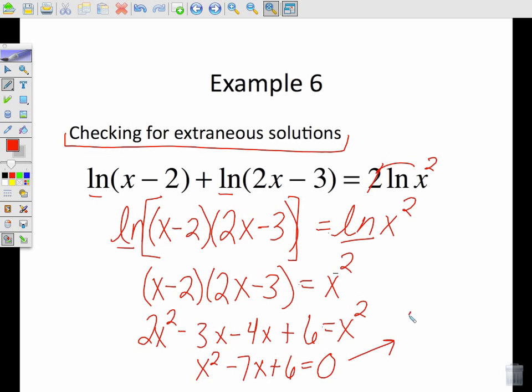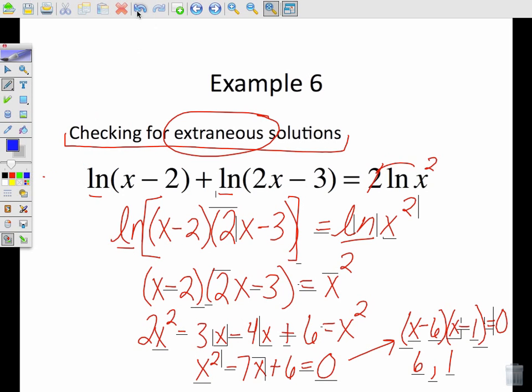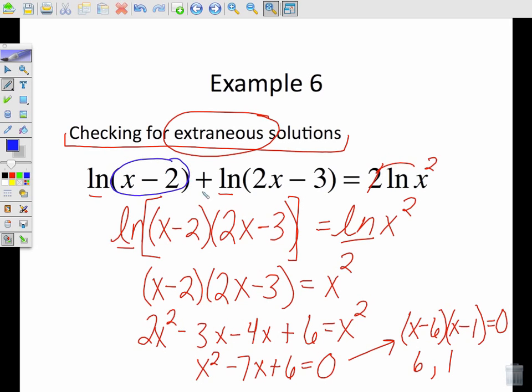You'd want to look at this quadratic and see, for solving purposes, is it able to be factored? Can we factor this, set it equal to 0? You can. It'd be x minus 6 and x minus 1. So your solutions at this point in time are 6 and 1, or you need to look for extraneous solutions. So here's what that means. You cannot take the log or natural log of something that's negative.